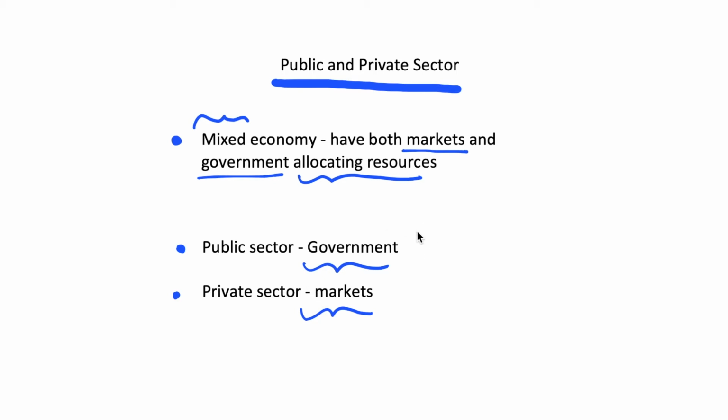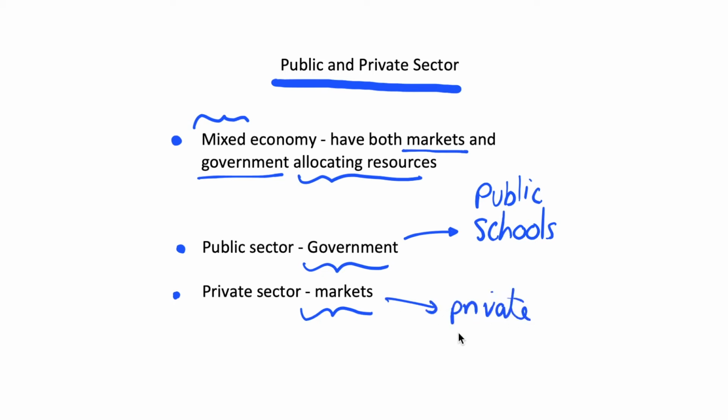If we use the UK as an example, we can look at the public sector as being government run businesses. We can think of them as businesses, but they're really just the government running certain aspects of the economy. We can think of things like schools, which are free to consume, as being public sector, and then we can think of private schools as being in our private sector. So we can have public schools versus private schools, and these will be in different sectors depending on whether it is allocated by the government and we have free public schools, or by markets and we have private schools.